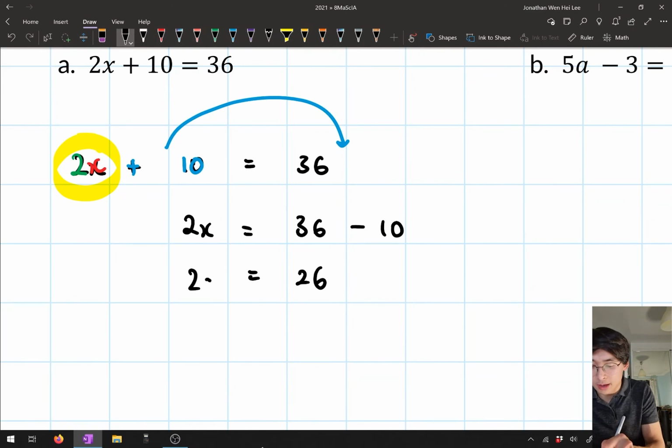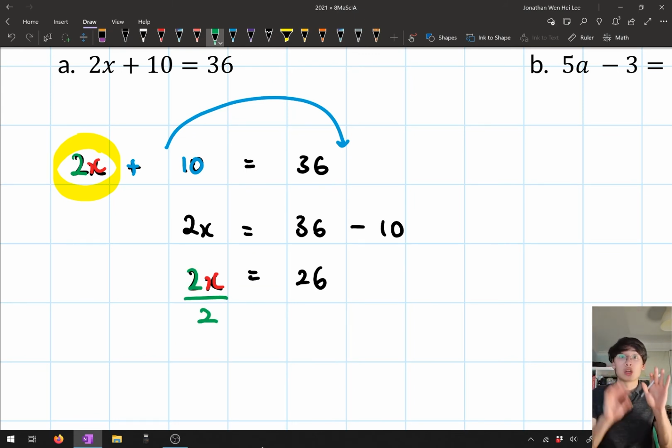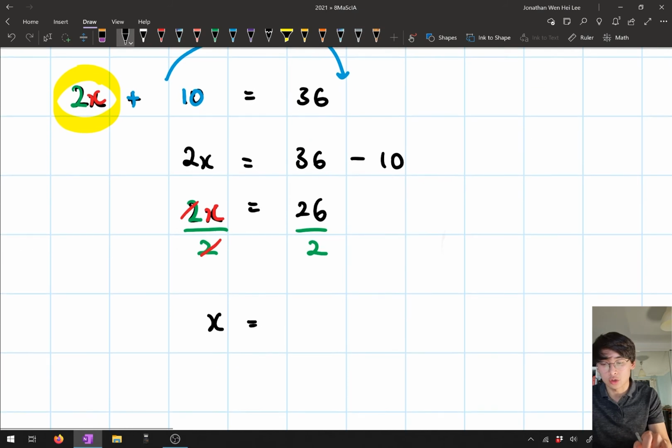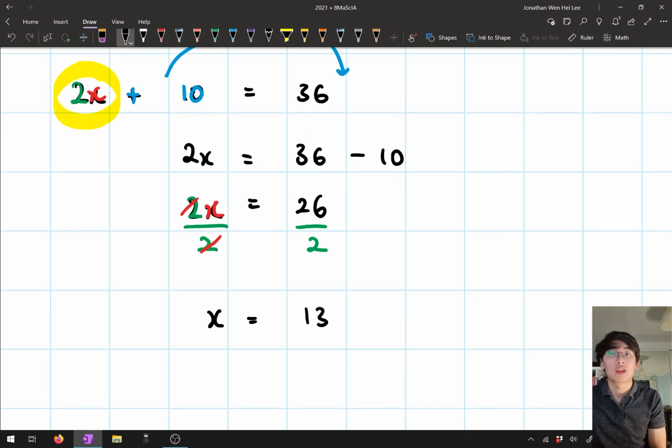And I've got 2x on my left-hand side. Now, I don't like to have 2x. I want to have just the x by itself. So what do we need to do? Well, if you remember from the previous examples, one-step equations, what we need to do here is actually divide by 2 because this 2x just means 2 times x. And the way to get rid of a multiplication is just by dividing. So I'm going to divide both sides by 2. And by doing so, I cancel out the 2 here. And I have x is equal to 26 divided by 2 is 13. And that's our solution for this equation.